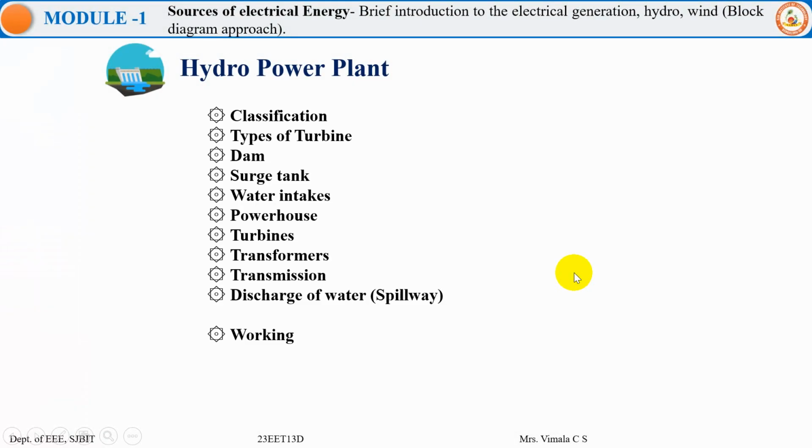let us talk about the hydropower plant, where the classification of hydropower plant involves and types of turbine we come across in hydro, dam, and we talk about surge tank, water intakes, powerhouse, where the generator will be housed in the powerhouse, turbines again used for generation, then transformers where we need for stepping up transmission to the grid. So discharge of water supply, once it is being used to produce the electricity, the water is being discharged via the spillways and back to the reservoir, and how it works exactly.